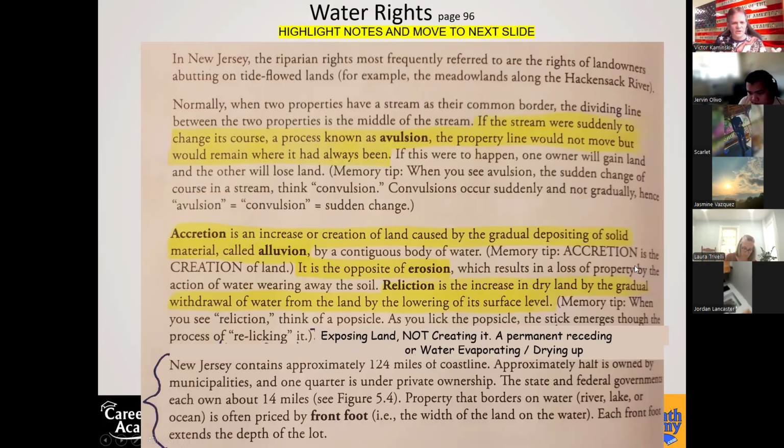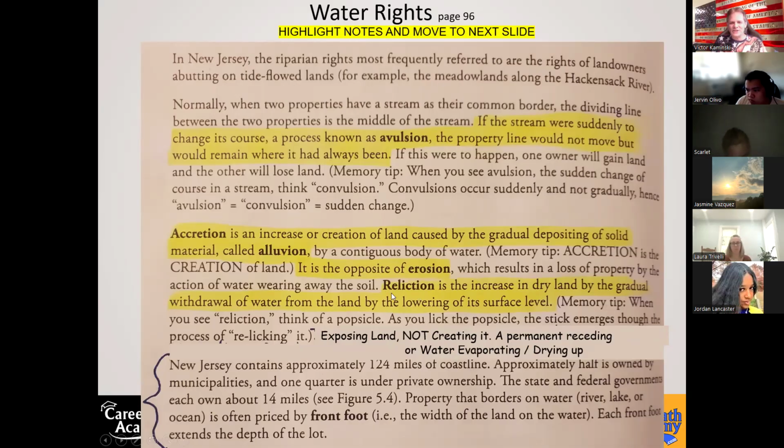Memory tip, accretion is the creation of land. Yeah, it is. I guess accretion sounds like creation, accretion. Memory tip here, let's see, when you see reliction, think of a popsicle. As you lick the popsicle, the stick emerges through the process of relicking. I don't know how that makes it easier to remember.